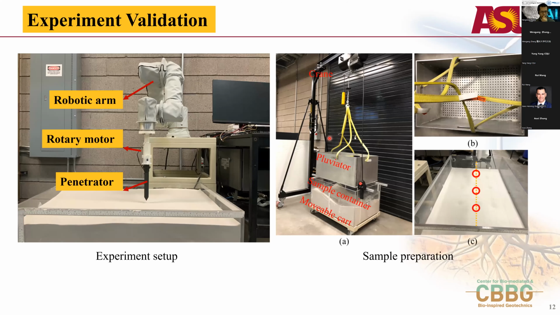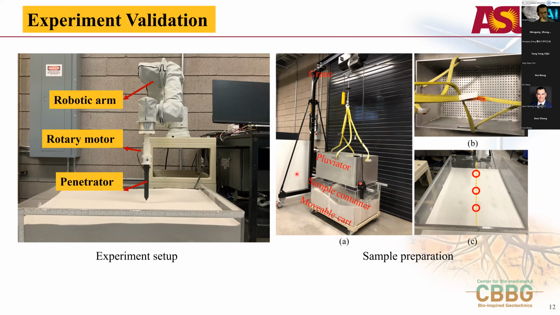To compare with our numerical simulation, we conducted some rotational penetration tests. Here we use a robotic arm to provide the vertical movement, and we use a rotor motor to provide the rotational movement. We use Arduino to control the rotational velocity and the rotational direction of the motor. We also use the PID method to maintain the rotational velocity, because once the penetrator penetrates into the soil, if you don't maintain the rotational velocity, maybe the result is not acceptable.